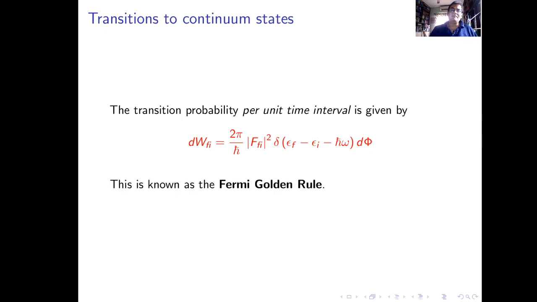So this is one of the most important rules in time-dependent perturbation theory. In fact, it's one of the most important rules in all of quantum mechanics. It is so important that it's even called the golden rule. This is called the Fermi golden rule, after Enrico Fermi, of course.